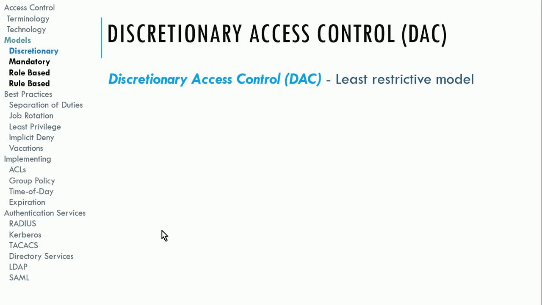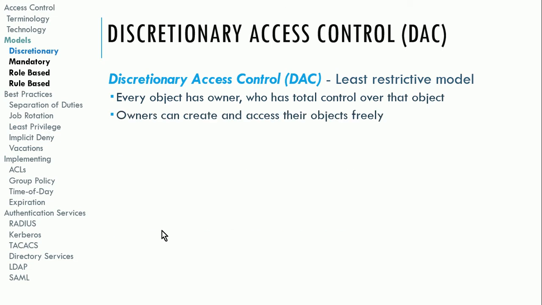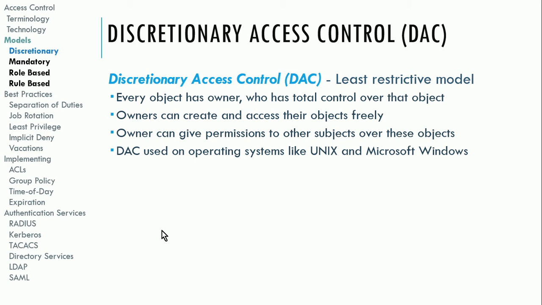So discretionary access control is the least restrictive model. It is also one of the easiest to implement and the easiest to maintain as a custodian, because it requires very little work from the custodian. Every object has an owner, and that owner is who controls the access control over that object. So owners can create and access their own objects freely, and they can give permission to other subjects over those objects. So they can give someone else access to do something with that object.